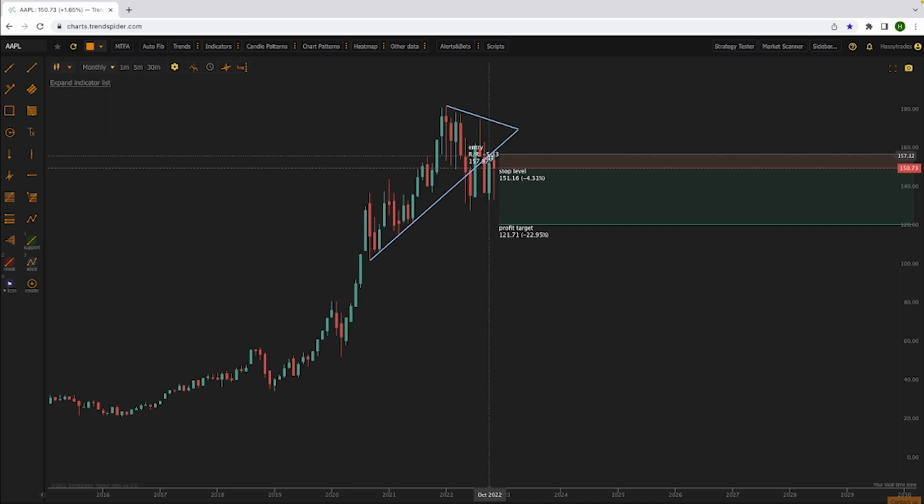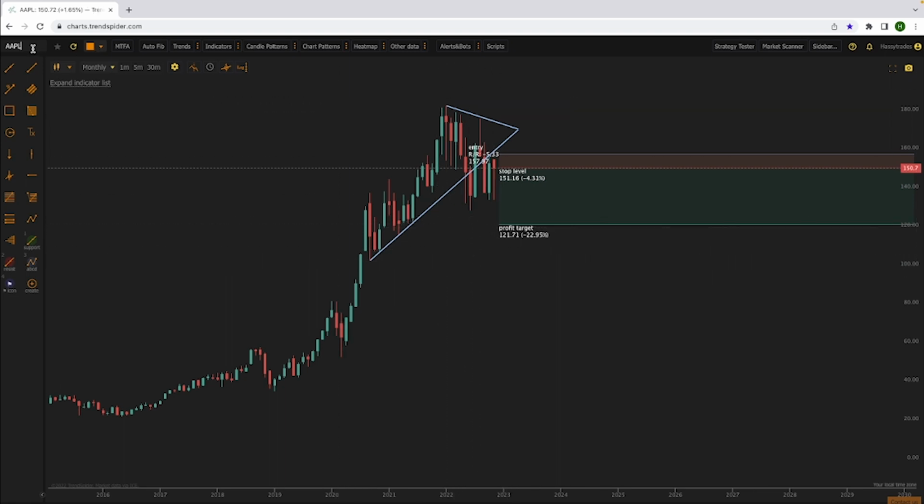If we do reject on this monthly candle, in my opinion, we go all the way back down towards this 120 level. Apple is a huge market leader, a market dominator, and of course if this does drop, it will most of the time mean something like SPY and your Microsofts will drop quite significantly. So these are some of the market leaders.